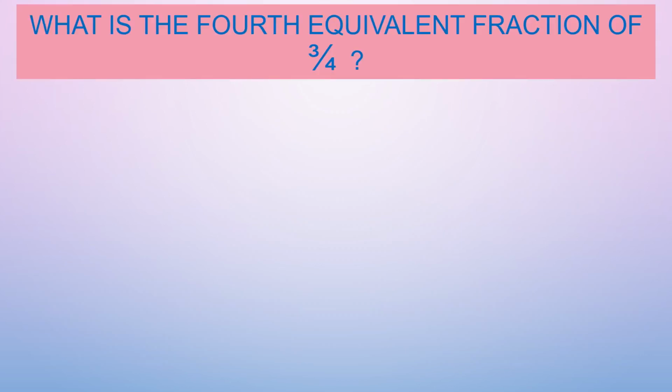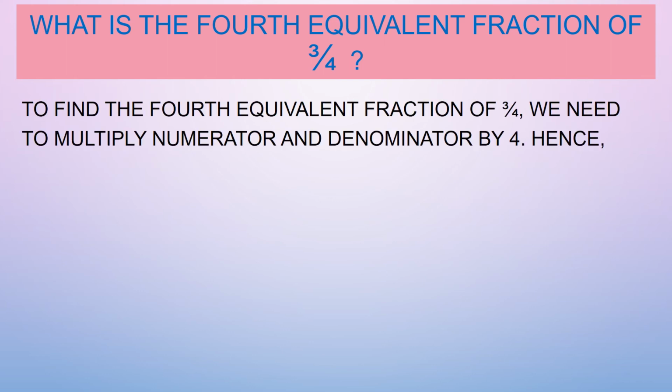Next question is, what is the fourth equivalent fraction of 3 upon 4? To find the fourth equivalent fraction of 3 upon 4, we need to multiply numerator and denominator by 4. Hence, 3 into 4 upon 4 into 4 is equal to 12 upon 16. Topic equivalent fraction is covered with examples and related questions.